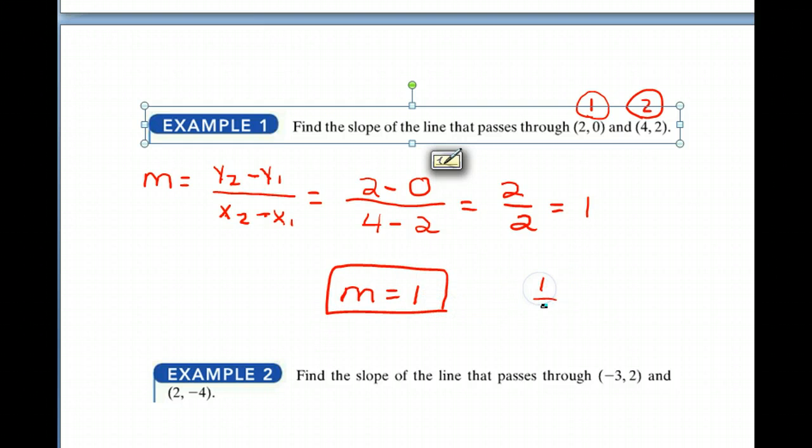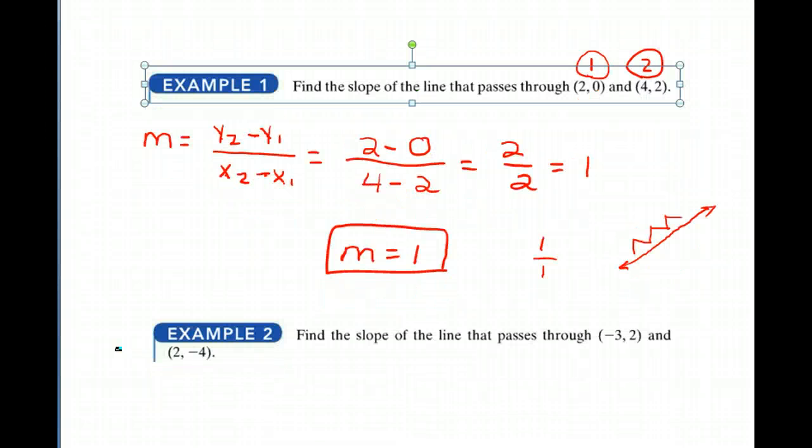If you think of that as a fraction, 1 can be written as 1 over 1. That would mean that your line would rise 1 and run 1, and rise 1 and run 1, and so on. So your line would look like that as it's graphed on the coordinate plane. But you don't have to do that for this problem. I'm just giving you some insight as to what it would look like.